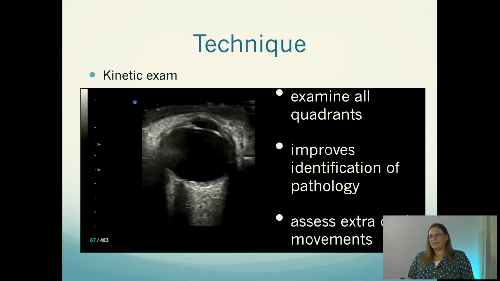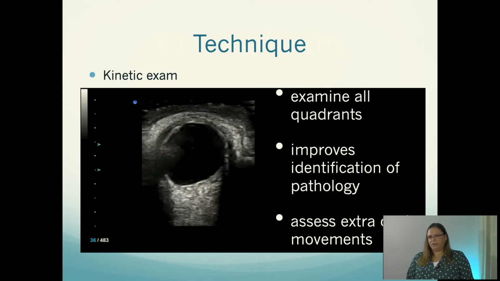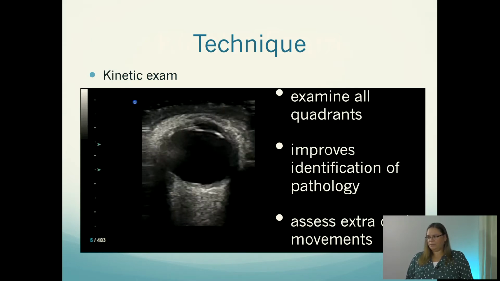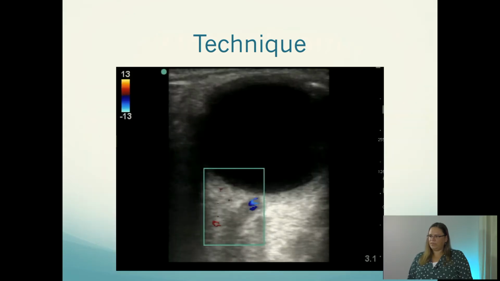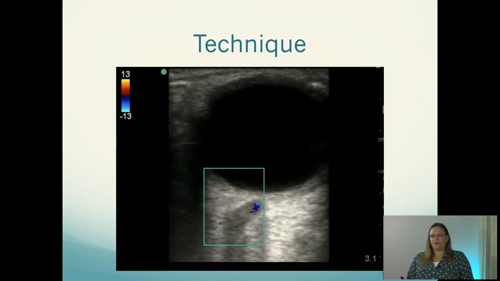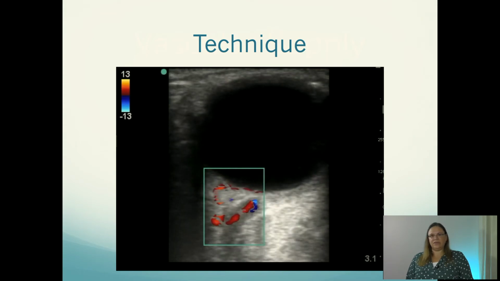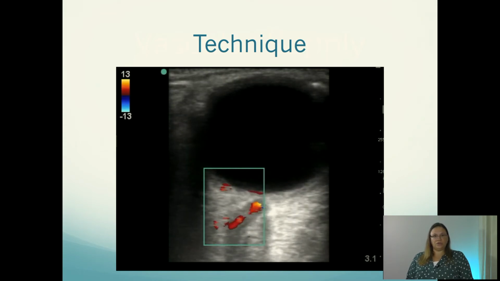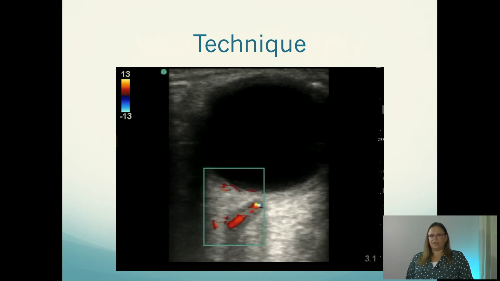You can also assess extraocular movements and pupillary dilation, which we'll talk about a little bit later with a kinetic exam. You can also use color Doppler to assess for vascular sufficiency to the retina, so looking at the central artery and vein in particular, and we'll go over that a little bit later.